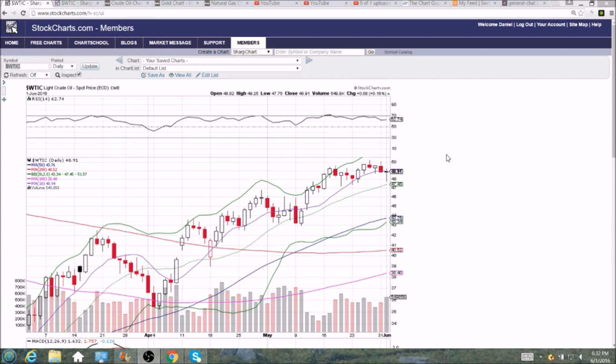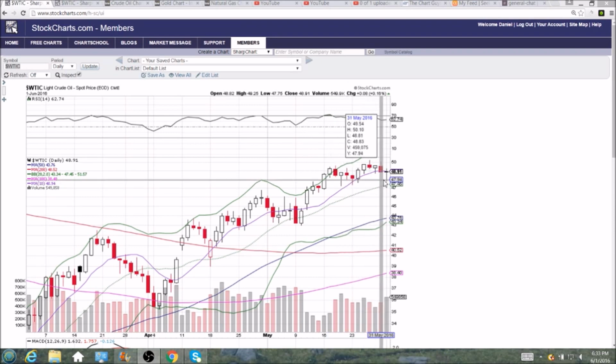So the daily chart for WTIC oil shows a very bullish doji. Bulls buying the dip. We did close just below the 10-day moving average resistance of 48.94. But we would look for this to be a bullish reversal doji with a green day tomorrow. Key support is down here at 47.26.